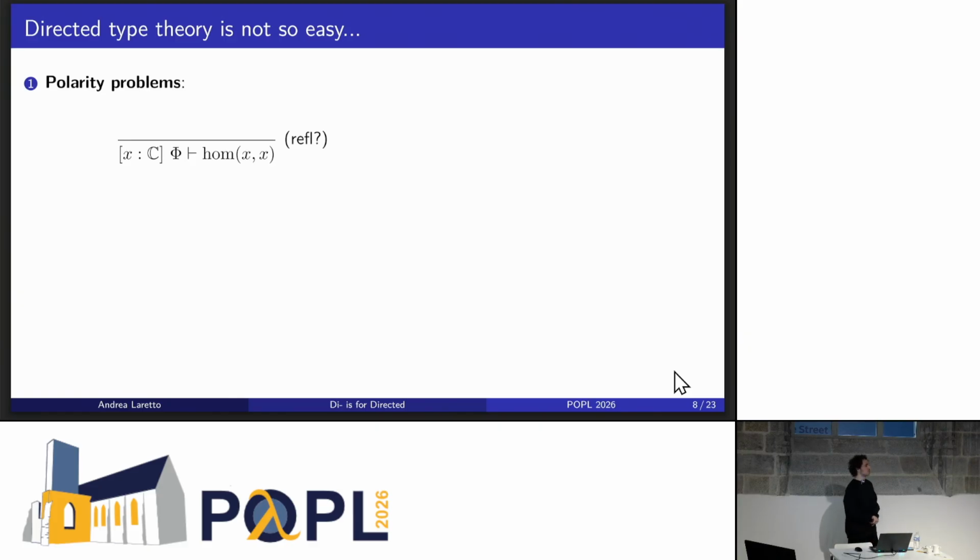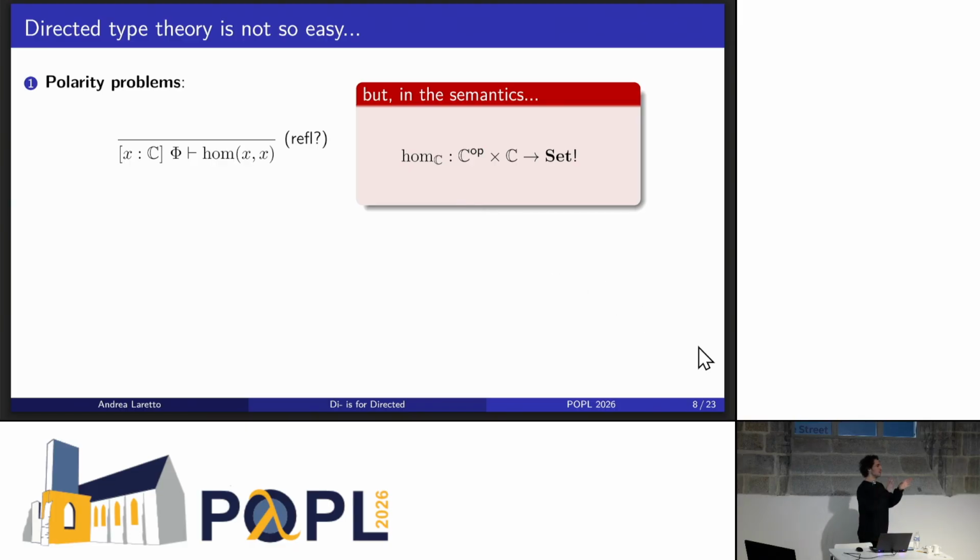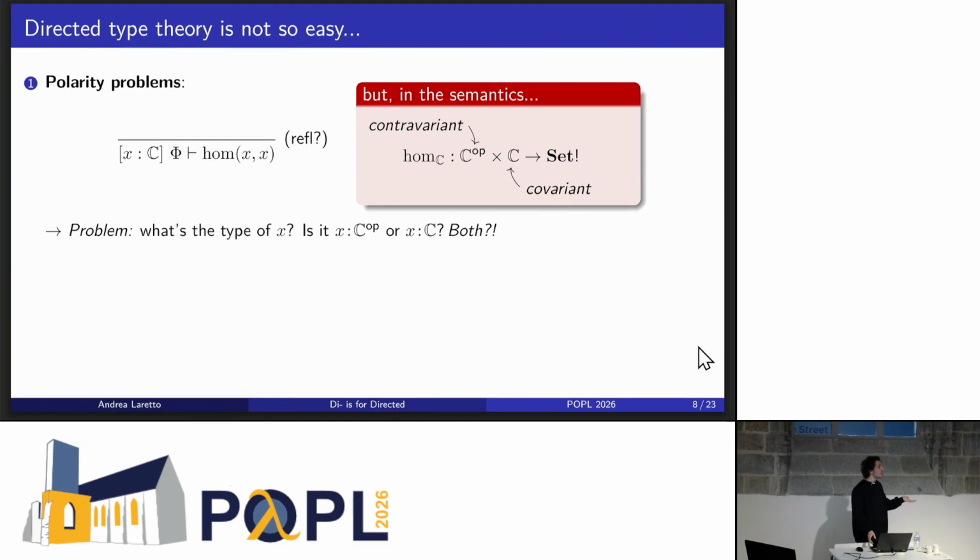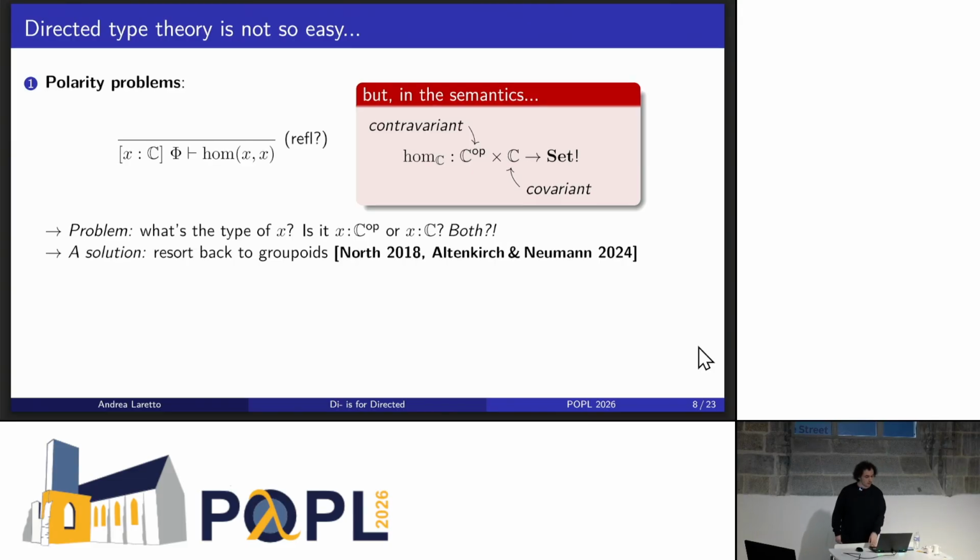Now, directed type theory has proven to be very elusive, and there are some problems that you kind of need to solve in order to deal with it. So the first one is that you kind of want to state, for example, that equality is reflexive, right? And then, how do you do that? You just say hom x x, right? But you're using the same variable x both on the left side and on the right side of hom. But in the semantics, we know that hom has this kind of asymmetric vibe, right? So the question is, what is the type of x? Is it C-op? Is it C? Is it both? What's going on? And one of the solutions that has been explored is the fact that you kind of want to go back to groupoids. But that feels strange, right? I thought the whole point was to go into categories and away from groupoids.